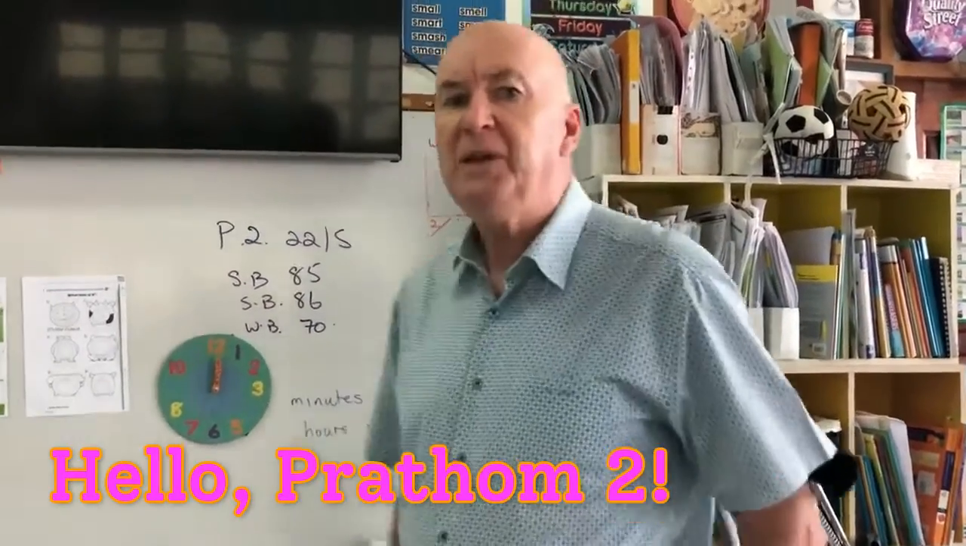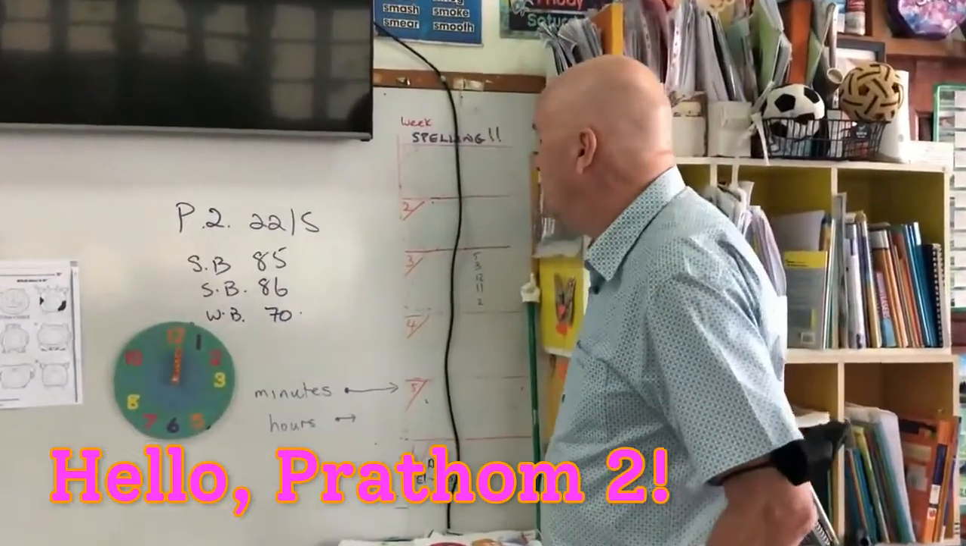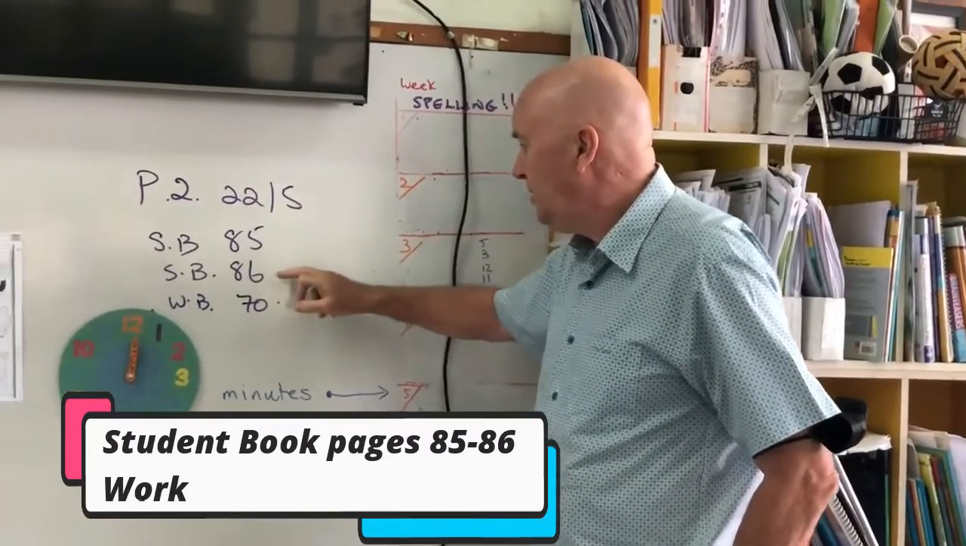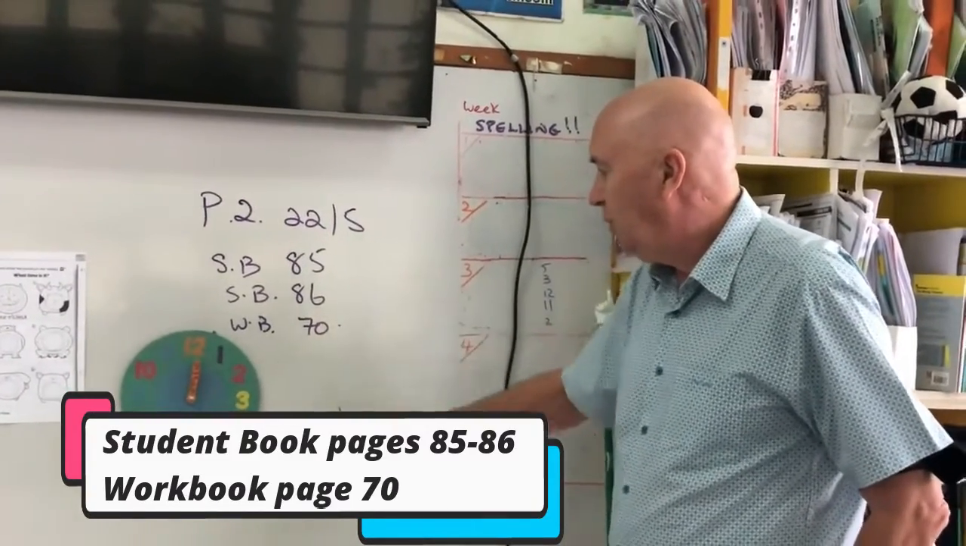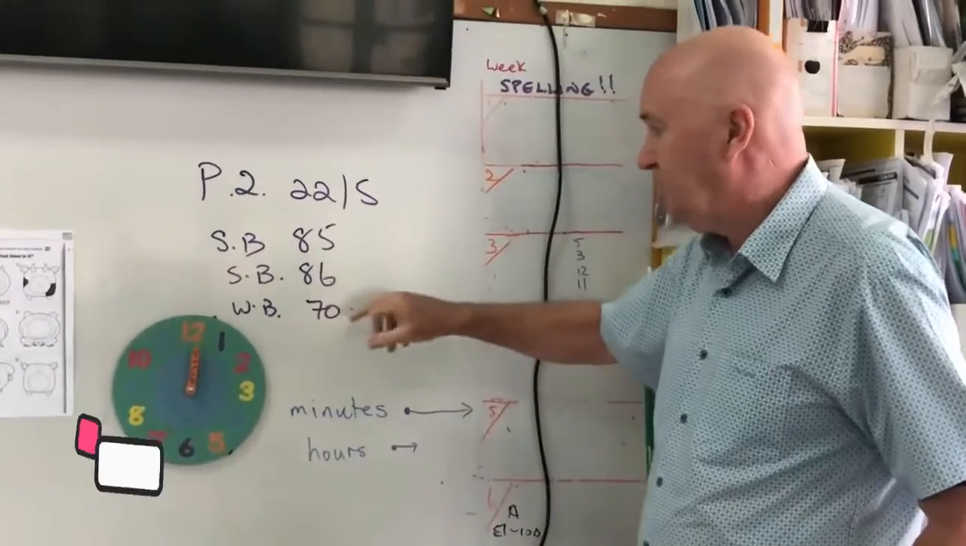Right, Pat, on to 3 pages for you. Student book 85, student book 86, and workbook page 70. So let's look at them.